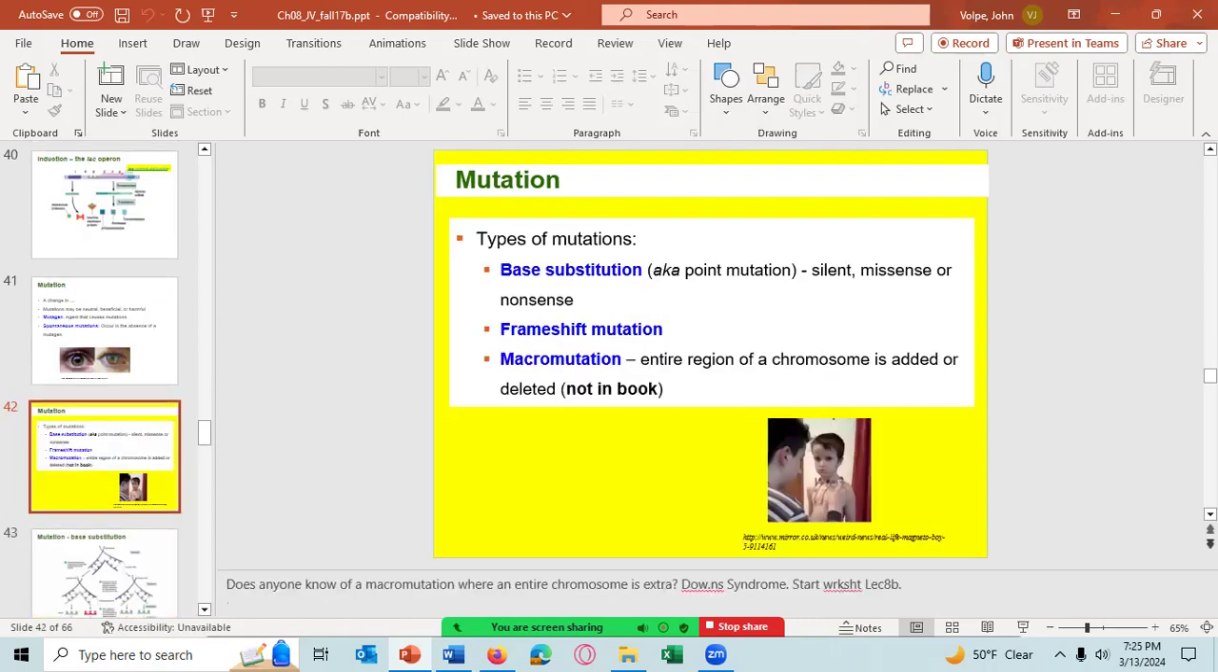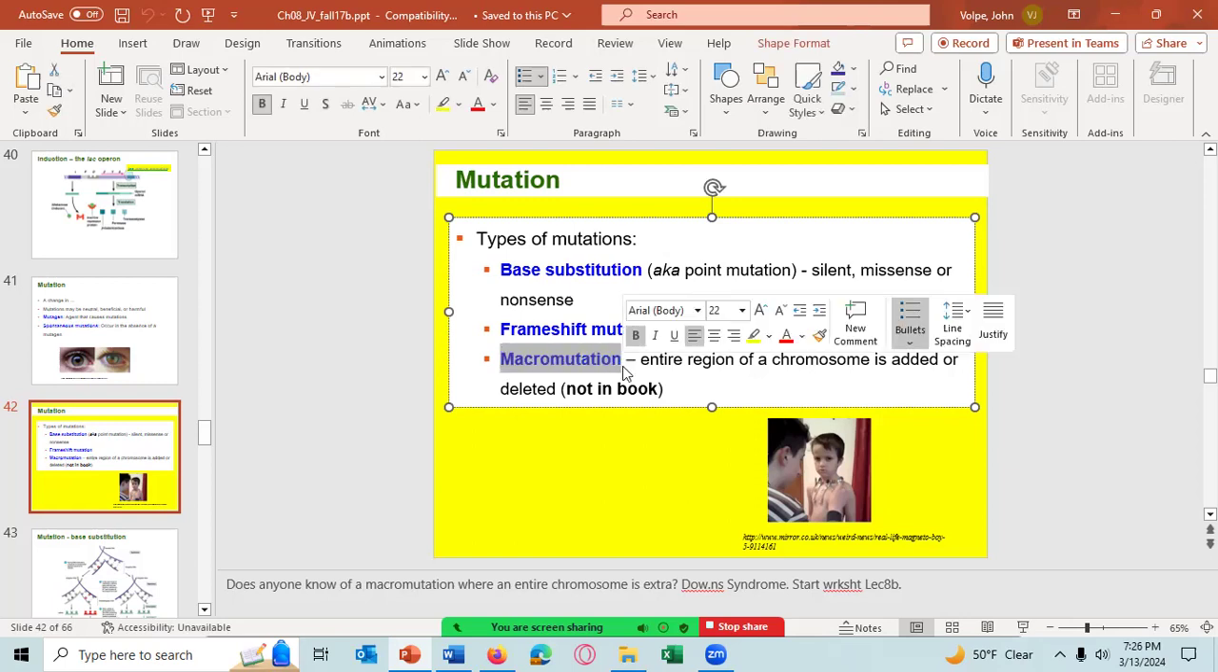So you should know about base substitution, both a silent mutation, a missense mutation, a nonsense mutation. You should know about frame shift mutation, and you should know about macromutation, where an entire region of the chromosome is added or deleted. And let me remind you that macromutation is not discussed in the book.